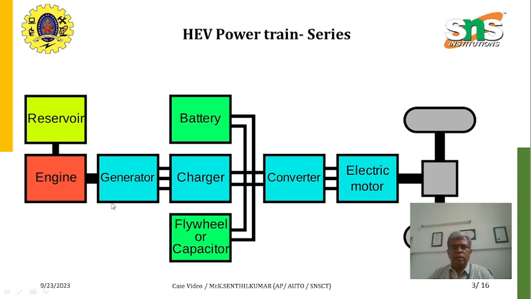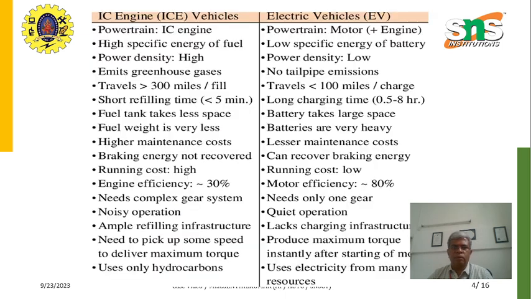Look at this diagram. Here the engine power does not go through the differential straight away. The engine is used only for generating electricity by means of the generator, and then a separate electric motor is used to run the vehicle. That means power is transferred through the differential and then the wheel. So this is how the parallel and series type hybrid electric vehicles are used.